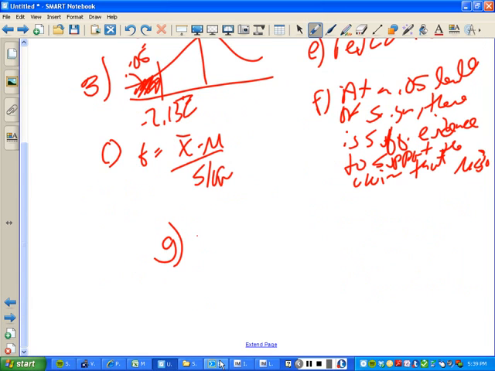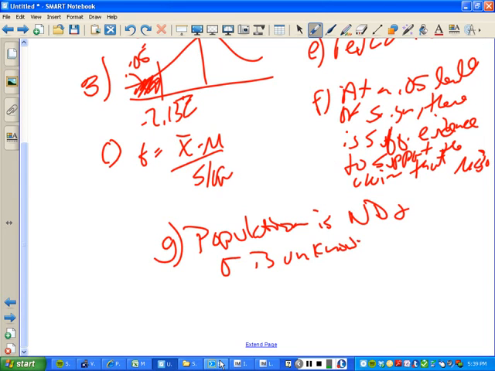Part G, population is normally distributed and sigma is unknown. Any questions on that?